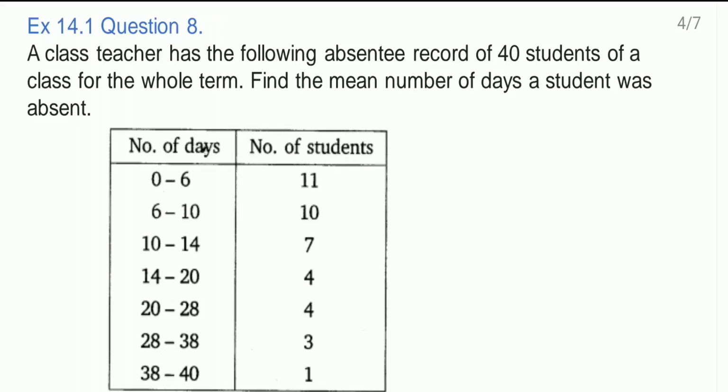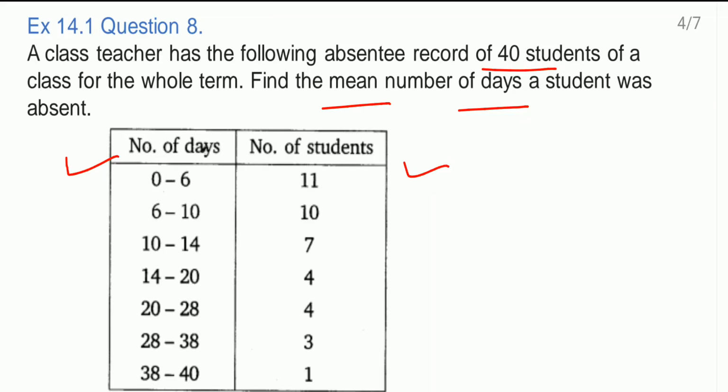This is exercise 14.1, question number 8. A class teacher has the following absentee record of 40 students of a class for the whole term. Find the mean number of days a student was absent. Look at the table here. In the first column, number of days are given. Second column, number of students are given.